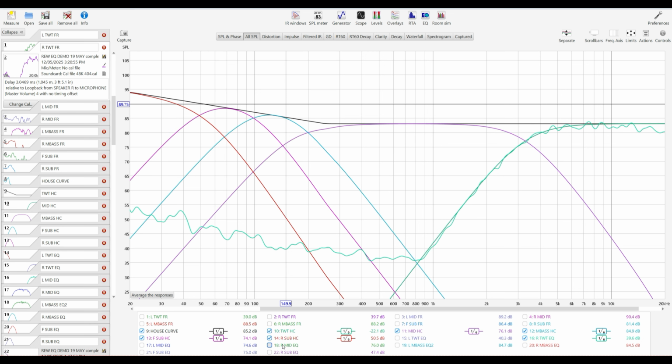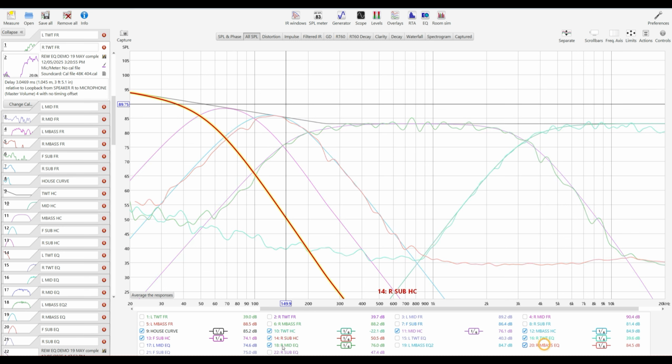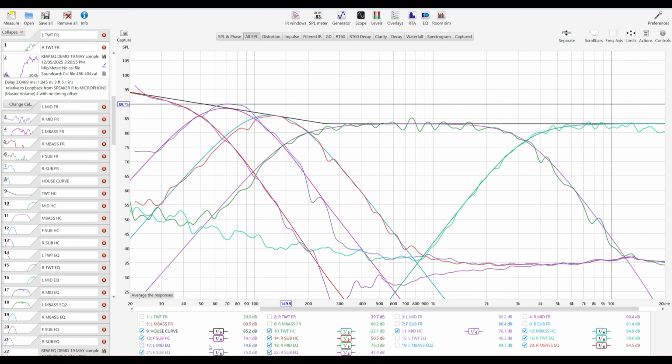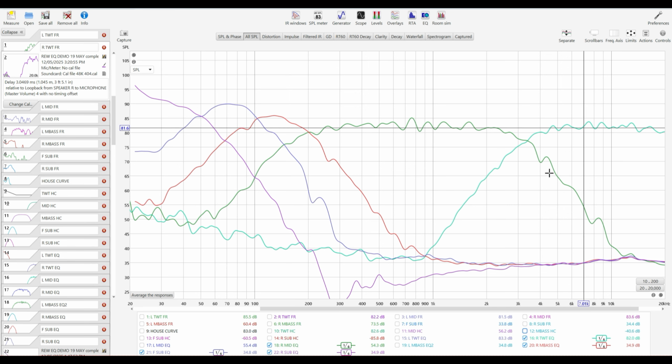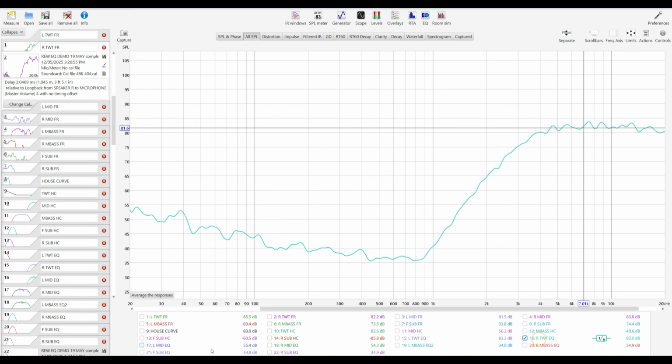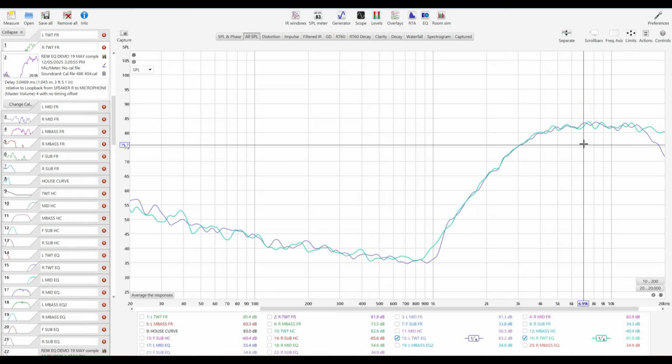So our tweeter, our mids, our mid bass, and our front and rear subs, we did all of that. And if I get rid of the house curves now, what we did was shape our speakers to match the response that we wanted them to play. If we look up here at the very high end of the spectrum, there is really only one speaker playing 7,000 hertz, right? Well, actually there are two, because if I put on the right and left tweeter, there are two speakers playing here at 7,000 hertz.